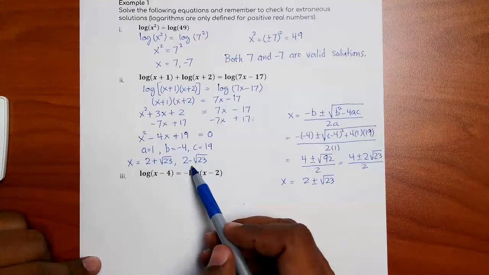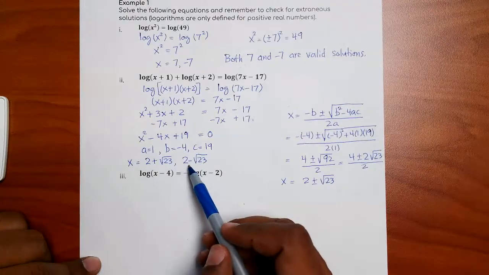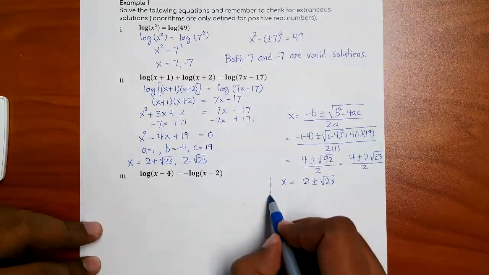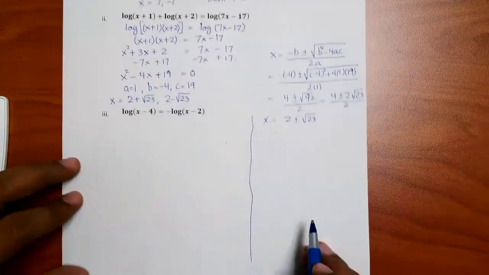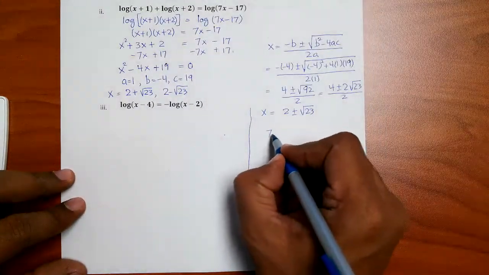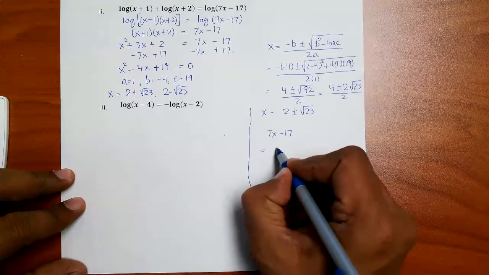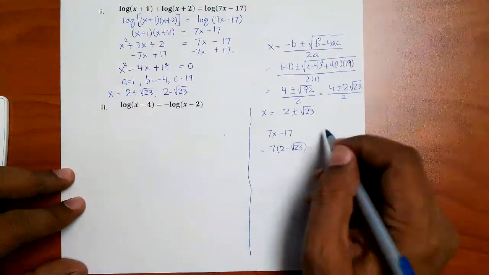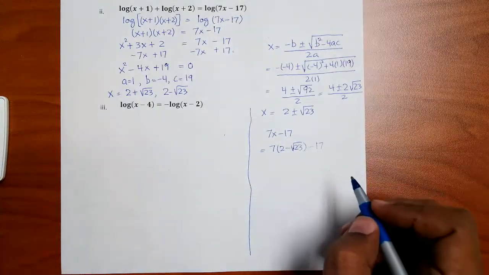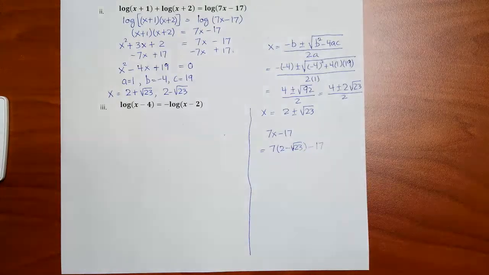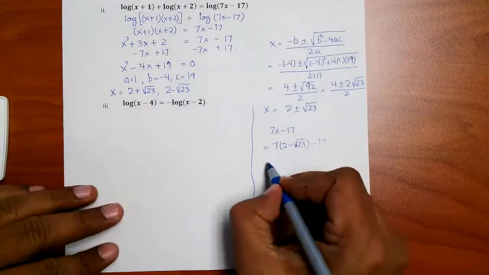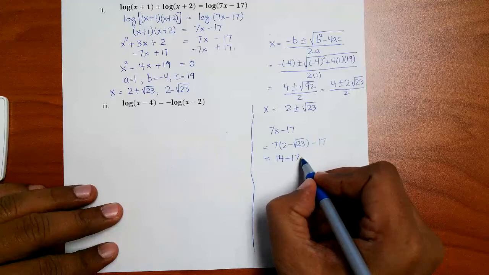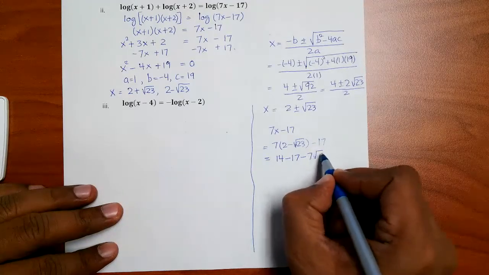This solution, we again need to check. So this solution, if you want, I can do it here so that you can understand. So if we have 7x minus 17, and for x we have 2 minus square root of 23, so 7 times 2 minus square root of 23 minus 17, then we will have 14 minus 17 minus 7 times square root of 23.